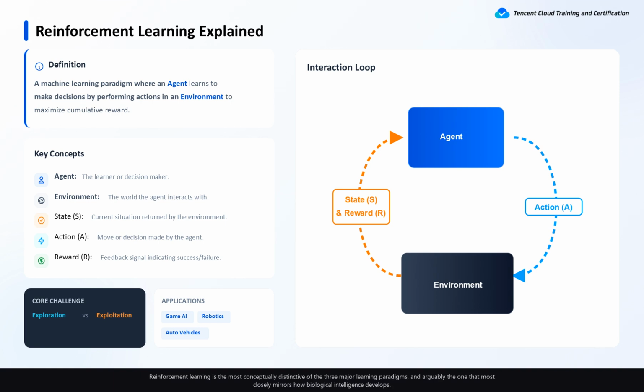Reinforcement learning is the most conceptually distinctive of the three major learning paradigms, and arguably the one that most closely mirrors how biological intelligence develops.